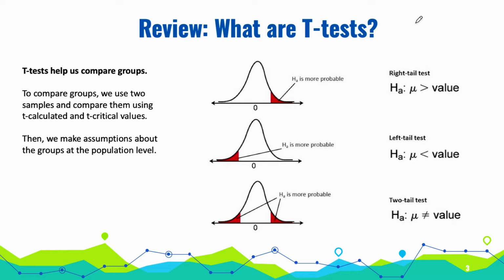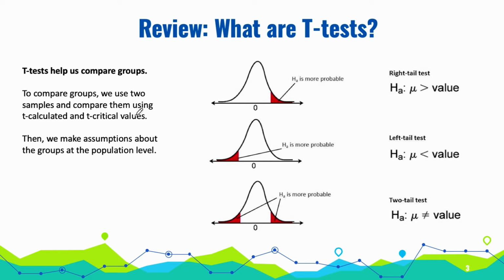Let's review t-tests. T-tests help us statistically compare groups. To compare groups, we use two samples and we compare them using two values. You might see different textbooks or statisticians use different words, but for the purposes of our course, we're going to call them t-calculated and t-critical. T-calculated is what you calculate by hand using a formula, and t-critical is what you're going to return as your t-score from a Bognar app.